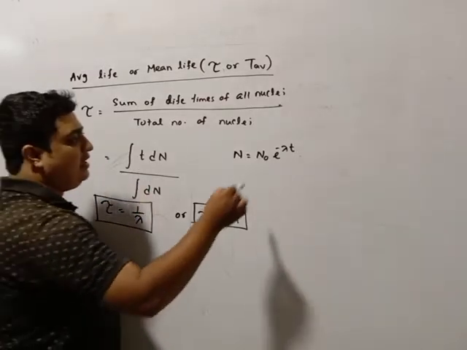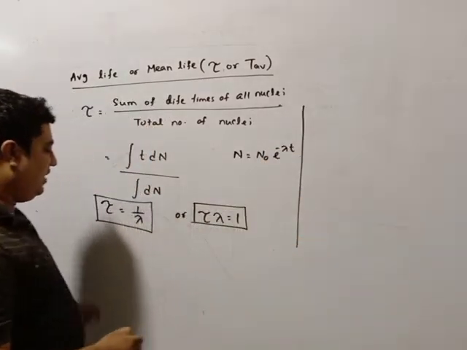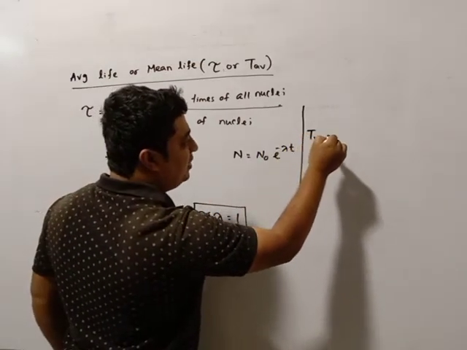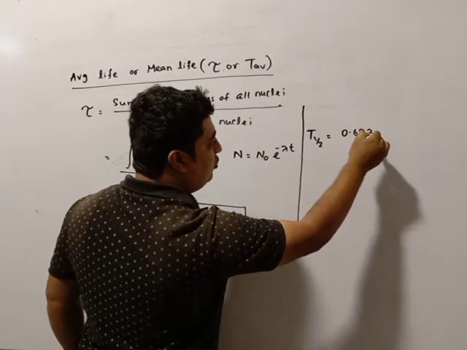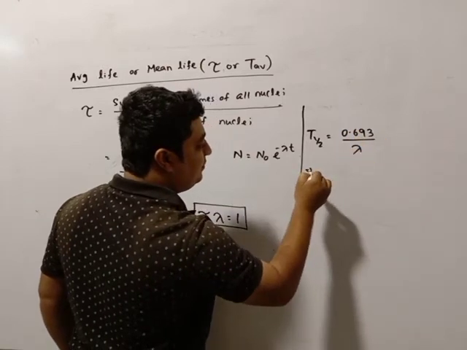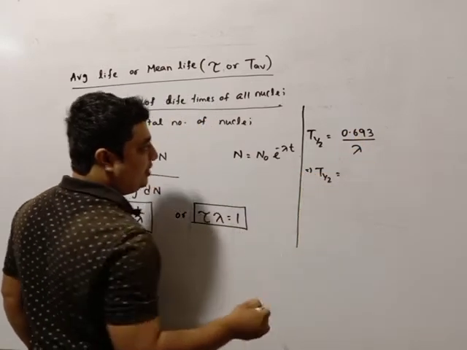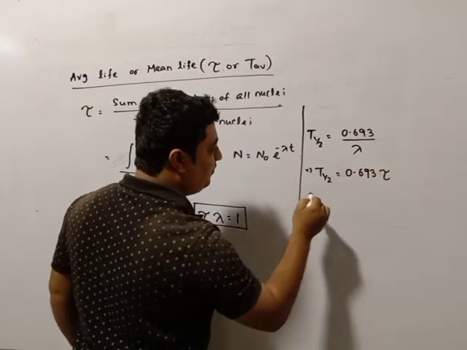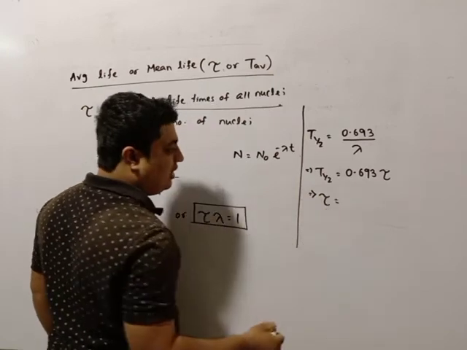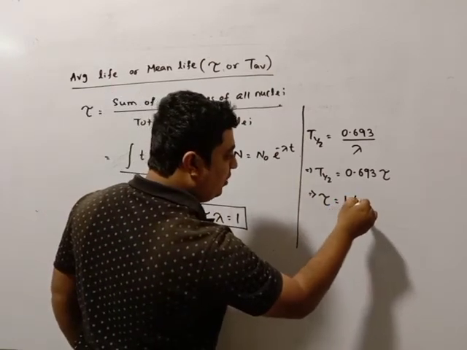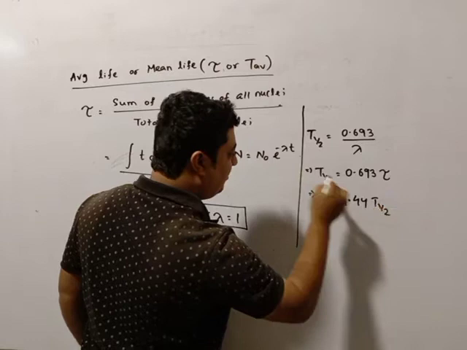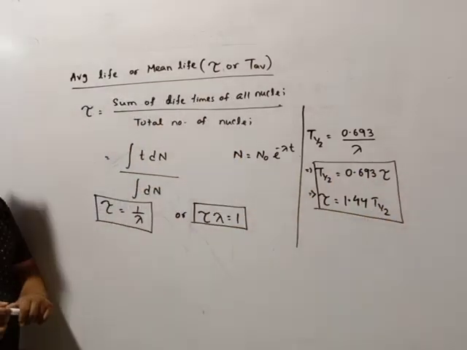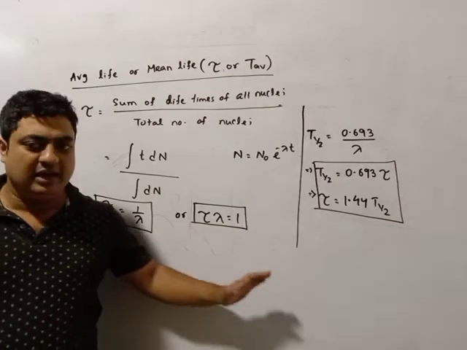Now, if we have to find the relation between tau and T half: T half equal to 0.693 by lambda. So, we can write T half equal to 0.693 times tau, or tau equal to 1.44 times T half. This is the relation between half-life and average life. Any doubts?